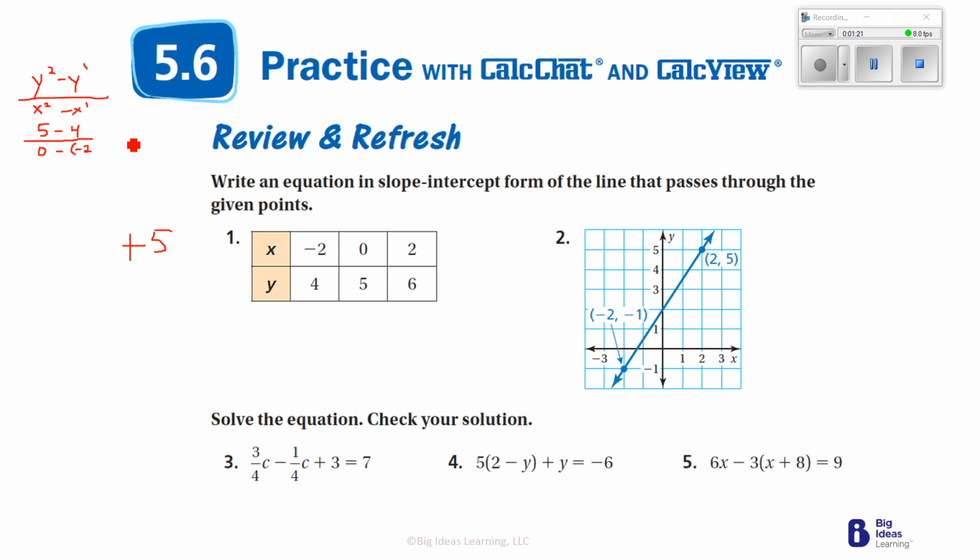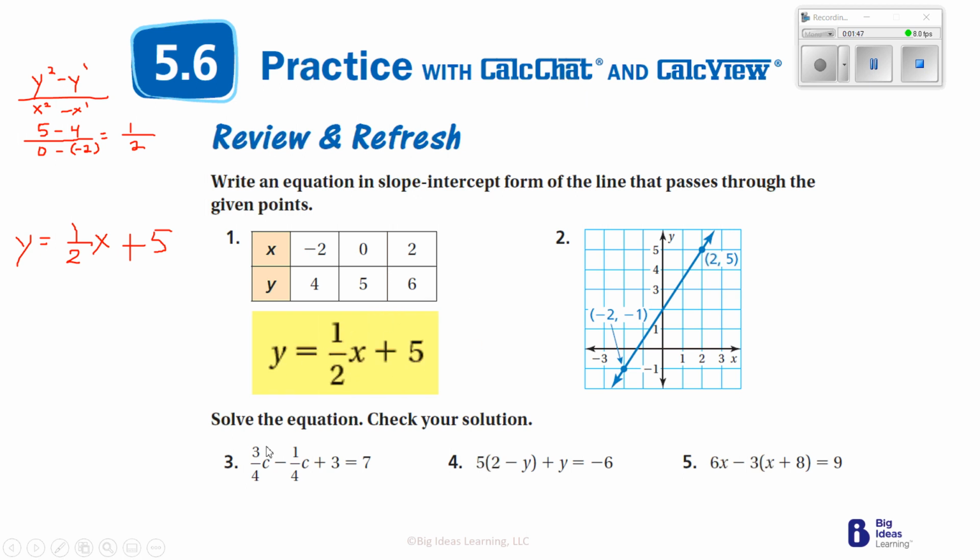Well, 5 minus 4 equals 1. And then a negative times a negative, that's positive. So this would be 0 plus 2. And that's 1/2. So we have 1/2 x. All right? So we'll have y equals 1/2 x plus 5, if I'm correct. Let's see how we did. Y equals 1/2 x plus 5.